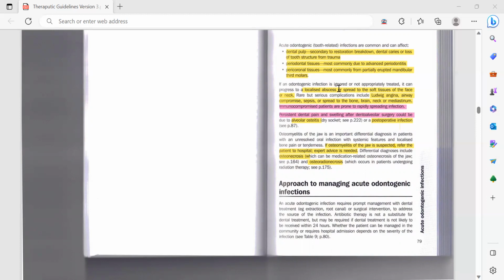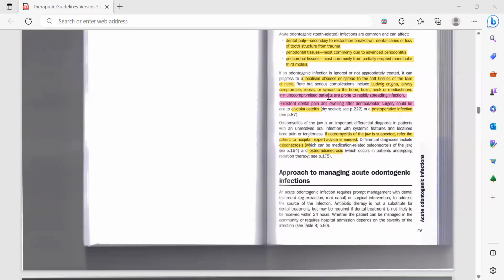So these are the stages of how the infection spreads. First there would be reversible pulpitis, then irreversible pulpitis, then apical periodontitis, and then an infection, the abscess, which would be localized, and later it could spread to the soft tissue if not treated on time. Rare but serious complications include Ludwig angina, airway compromise, sepsis, or spread to the bone, brain, neck, or even the heart. It can occur, and it is a very dangerous situation.